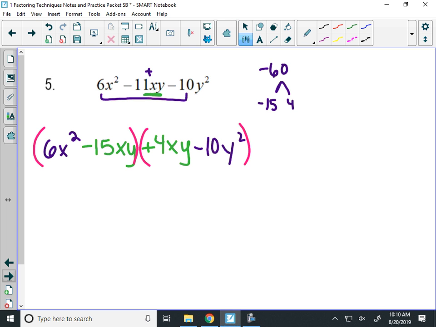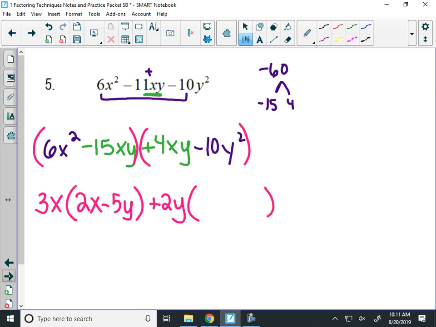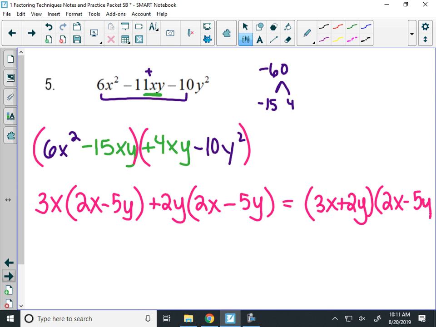Alright, so let's write GCF on the left. 3 what? X. 3x. And so I'll be left with 2x minus 5y. Good. And then let's write GCF on the right. 2y. Positive 2y. And I'll have 2x left here minus 5y. So my final answer is 3x plus 2y, those GCFs, and 2x minus 5y.